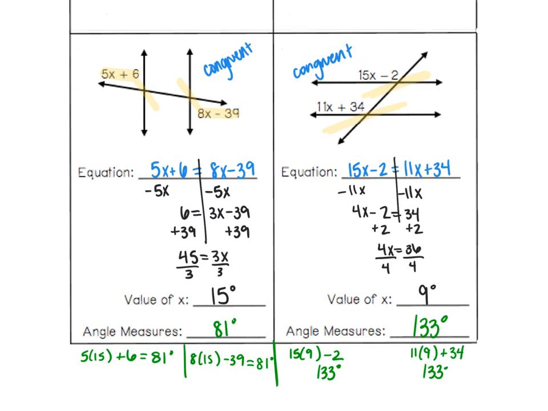One thing to note, for those top two, since they were supplementary to each other, it would not be the case where the angle measures would be the same. Here I would actually want to plug in both because I would get two different angle measures. And what I'm looking for there is, are those two angle measures that I got actually supplementary to each other? So if I were to add those final answers together, they should equal 180.